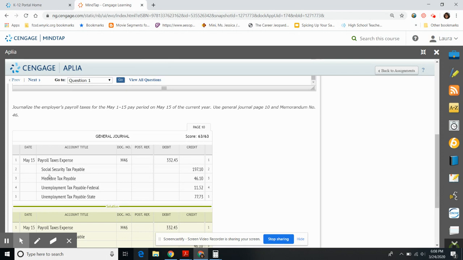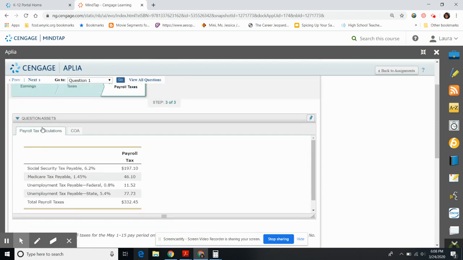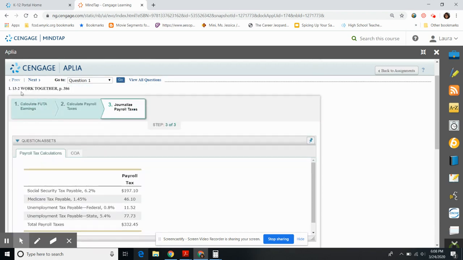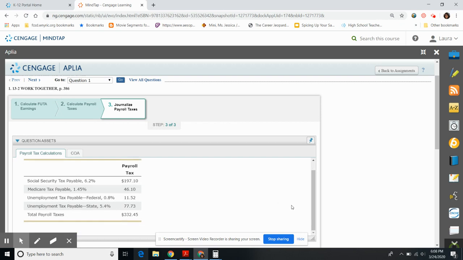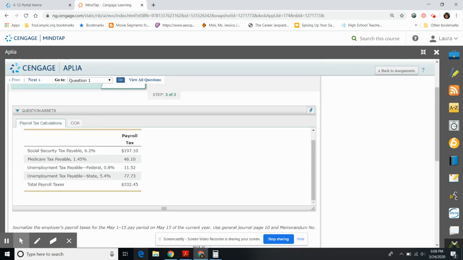So Social Security tax payable, Medicare tax payable, and then don't forget we do have unemployment tax payable dash federal, unemployment tax payable dash state. So you have to have those in that correct order. So this should finish up the work together 13-2. Go ahead and finish this one. Again, do your own math on your calculator so you know where the numbers come from, and then move on to the on your own problem for 13-2.